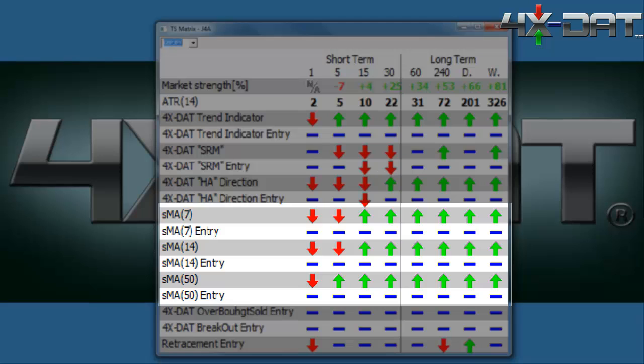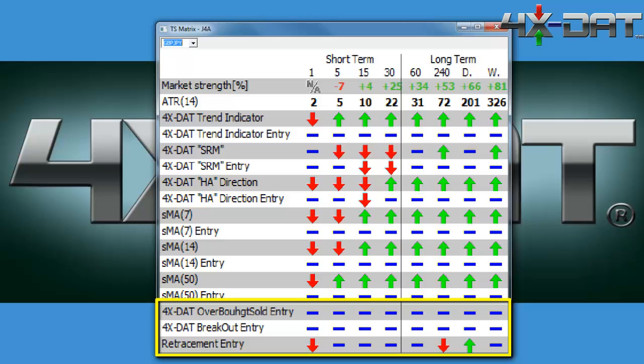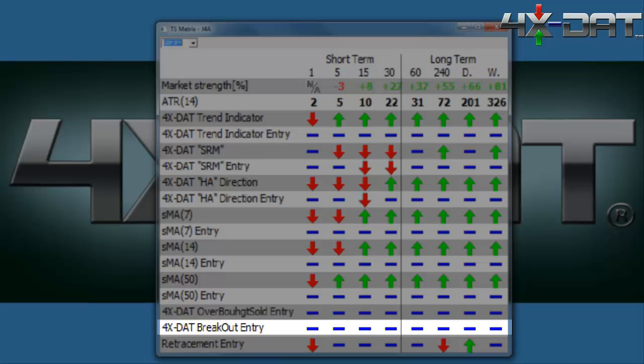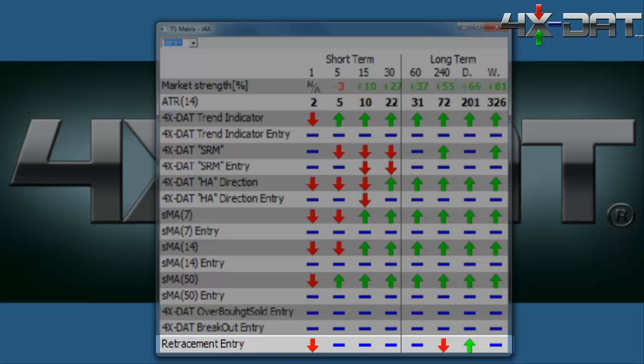The next indicators are SMA, or moving averages, for various time frames, including 7, 14, and 50-period moving averages. Below this, we just have entry signals, which are all based on oscillators. So we have the forex.stat overbought/oversold entry, which incorporates primarily CCI. We have the forex.stat breakout entry, and the way this works is that if the market is trading in a range and breaks out of it, this particular indicator will present an arrow. And finally, a retracement entry, and we'll get more into this in one of our advanced tutorials.